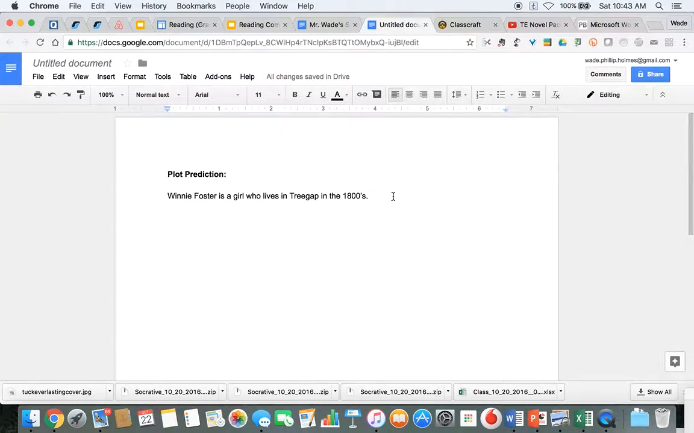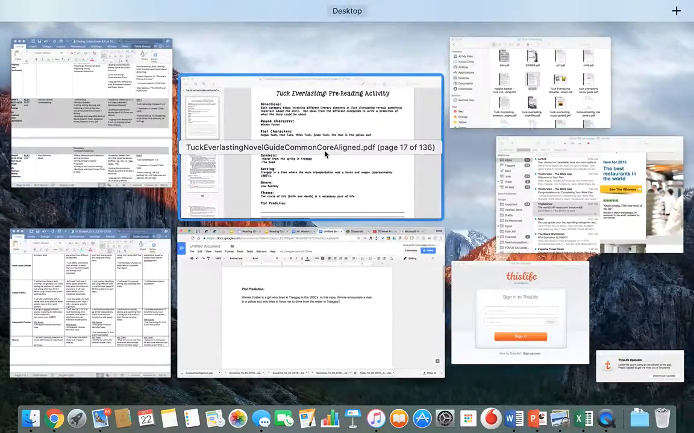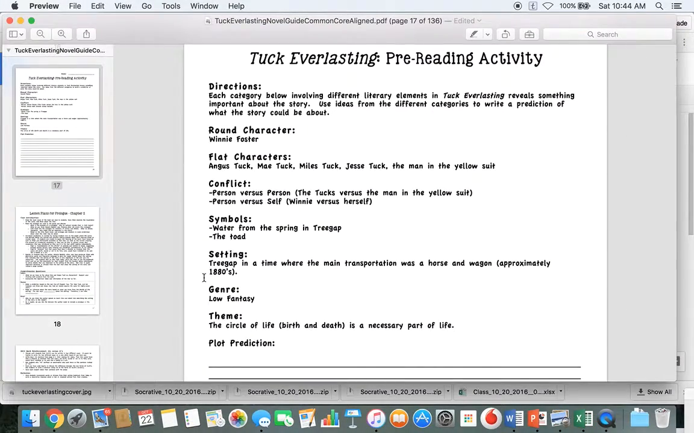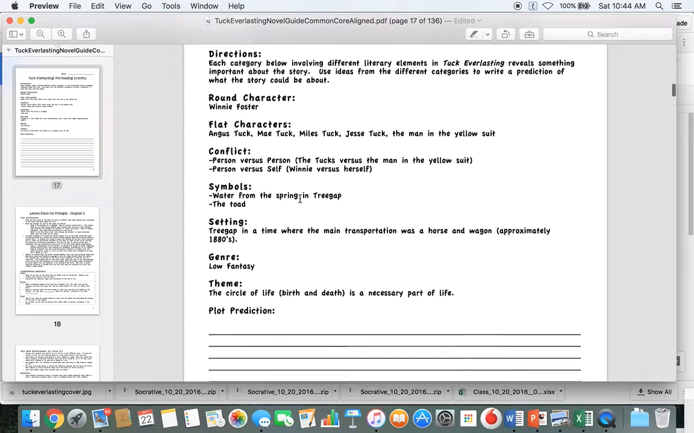So I could maybe add here in this story, Winnie encounters, which means that she meets, a man in a yellow suit who tries to force her to drink from the water in Tree Gap. It doesn't matter if this is right or not. We're just predicting what's going to happen. So I've got a beginning, I've got a middle. I need to think about what I predict is going to happen at the end of the story.